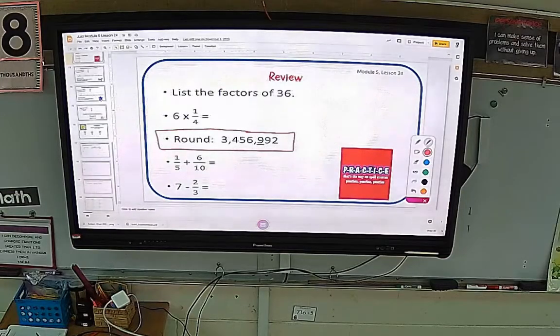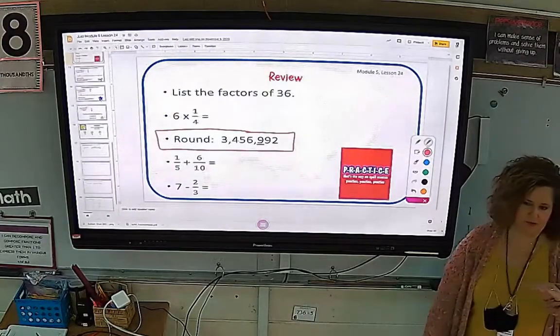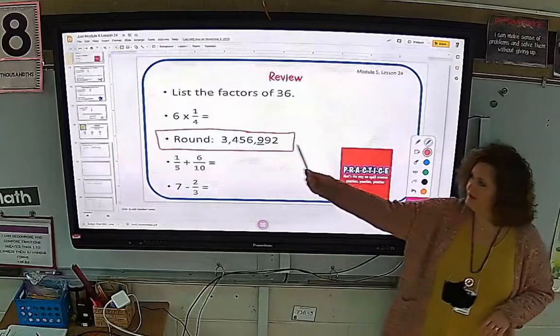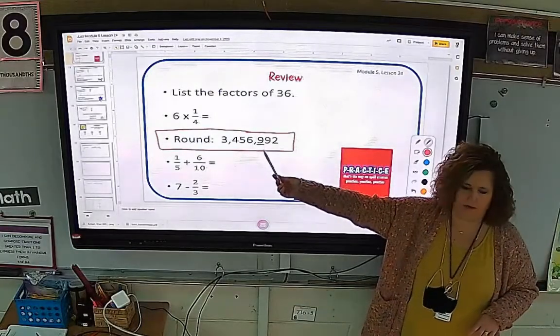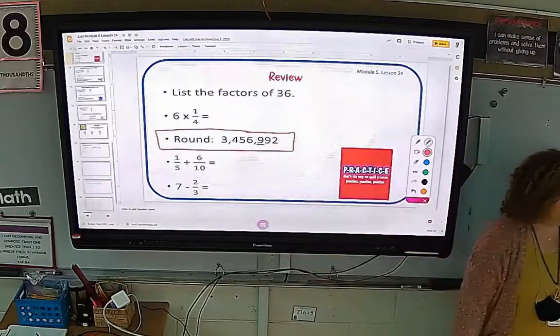Where are you rounding to? How could you figure that out? Because the words don't tell you. Not one of you asked me what to round to, so I assumed you just figured it out. But that little line is telling you what to round to, so we're rounding to the hundreds place today.